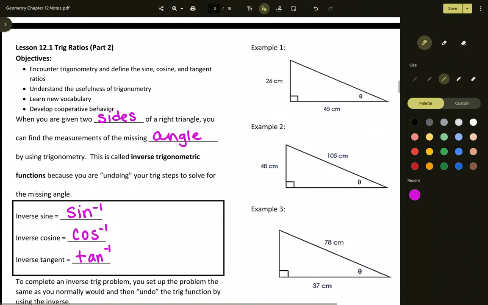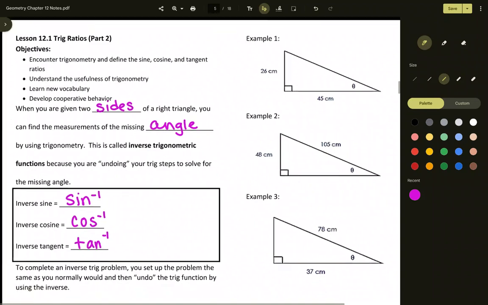But again, you're going to set it up completely the same as we did in the last lesson. Figuring out opposite, adjacent, or hypotenuse sides. Is that sine, cosine, or tangent? And then we're just going to do a t-chart. And with that t-chart, we're going to get rid of the sine, cosine, or tangent function, just like we would get rid of a multiply with a divide or an add with a subtract.